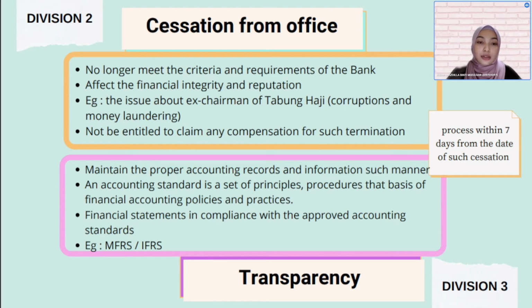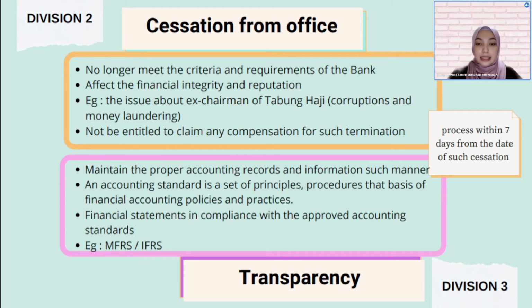An institution shall prepare its financial statements in compliance with the approved accounting standards that may be specified by the bank. An accounting standard is a common set of principles and procedures that define the basis of financial accounting policies and practices. For example, companies registered in Malaysia are required to prepare financial statements in accordance with the approved accounting standards issued by the Malaysian Accounting Standards Board (MASB).